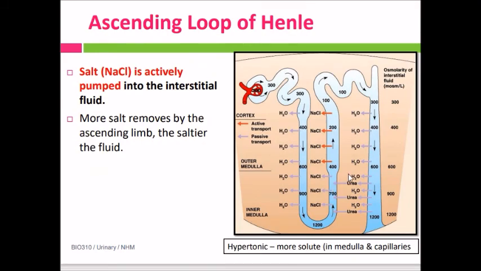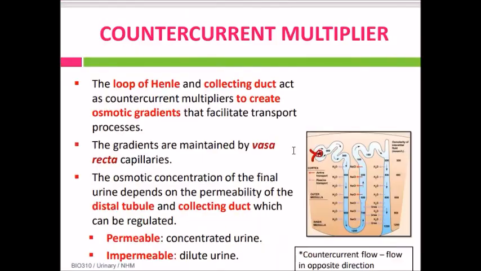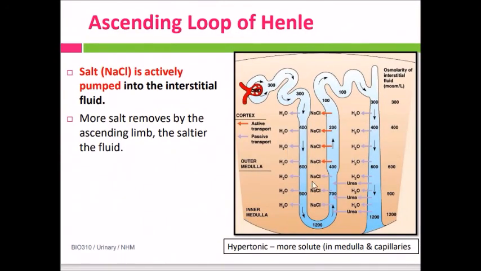And here is the descending loop of Henle. Then next we have the ascending loop of Henle. The ascending loop of Henle does not involve the reabsorption of water, but it involves the reabsorption of salt, where the salt will be actively pumped back into the interstitial fluid. And then more salt will be removed by the ascending limb, and therefore it will make the fluid become saltier.